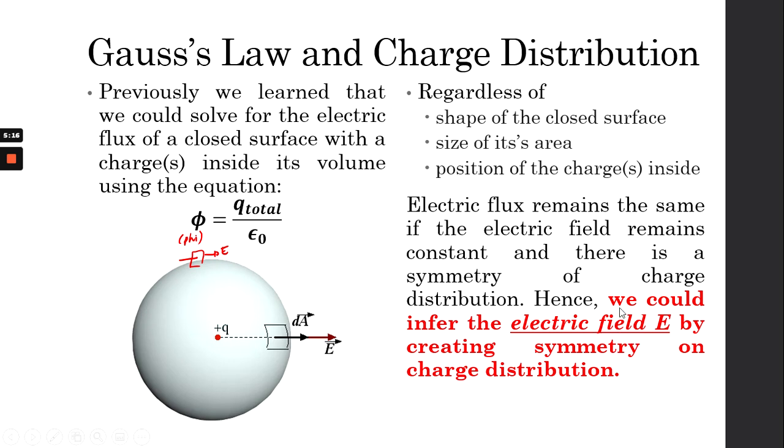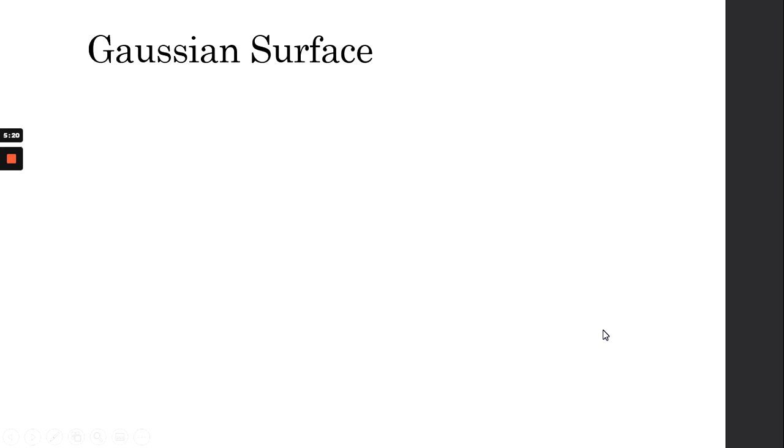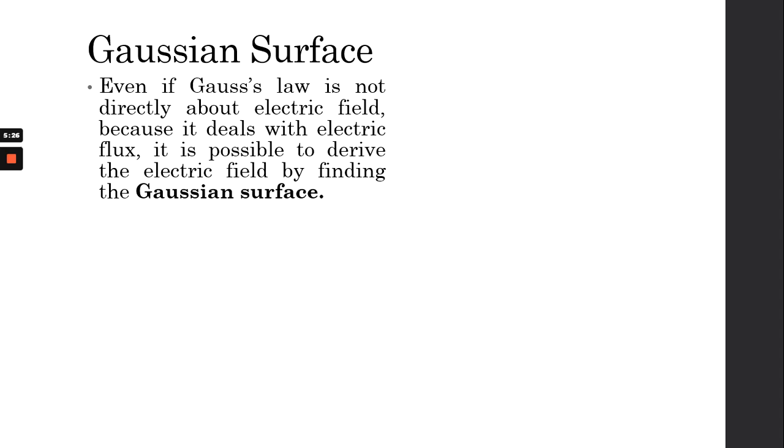This time we are measuring the magnitude of the electric field. In order for us to do that, we have to understand a principle called the Gaussian surface. Even if Gauss's law is not about electric field per se, it's about electric flux. Because it deals with electric flux, it is possible for us to use the principle of Gauss's law to solve for electric field.